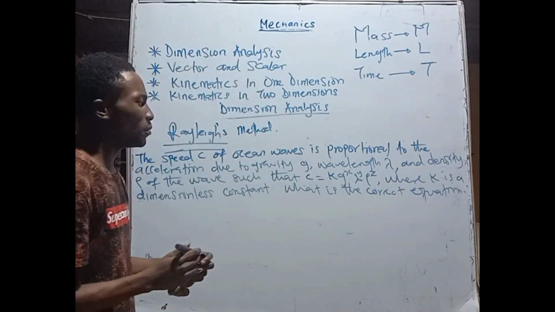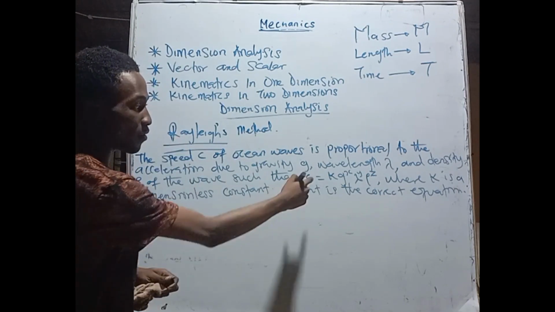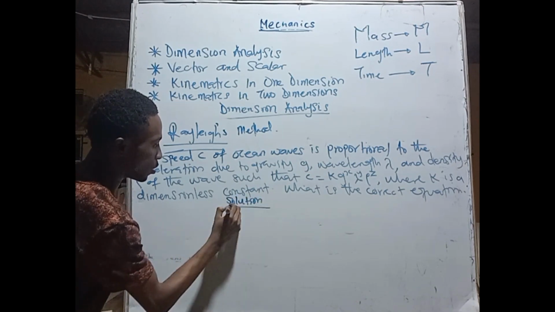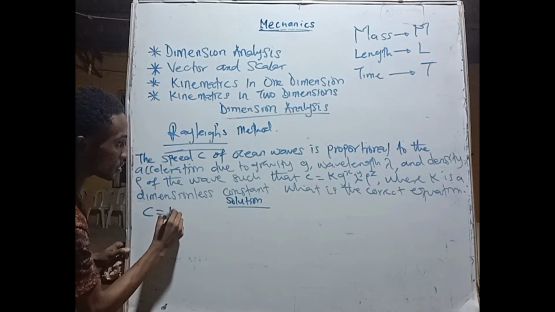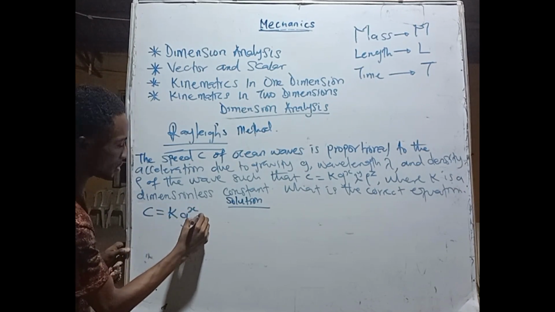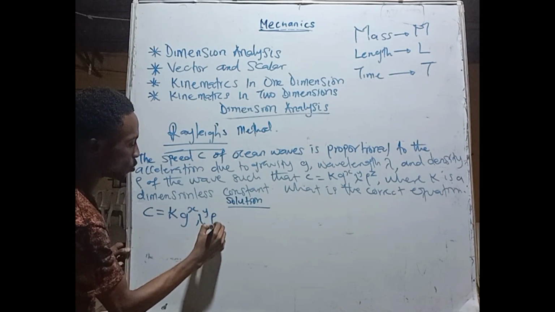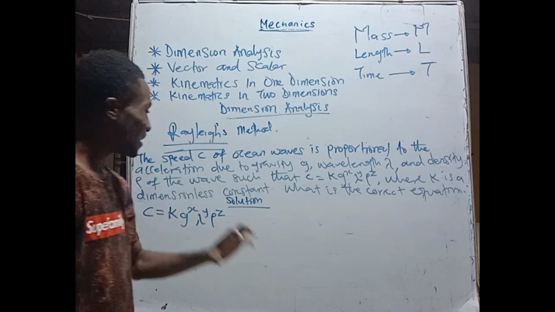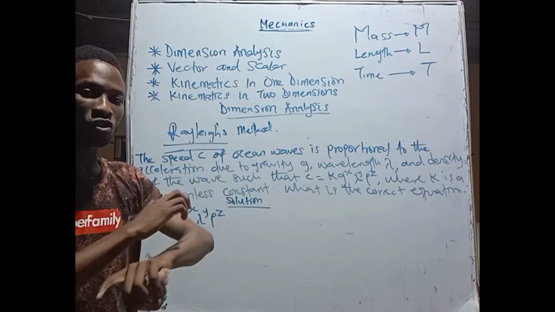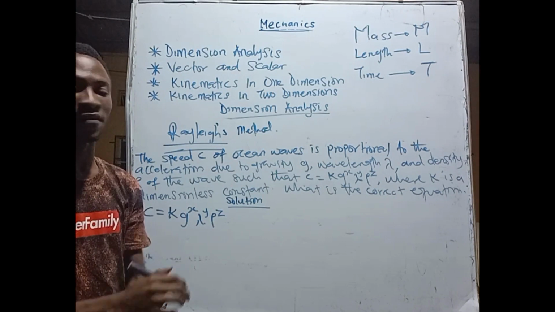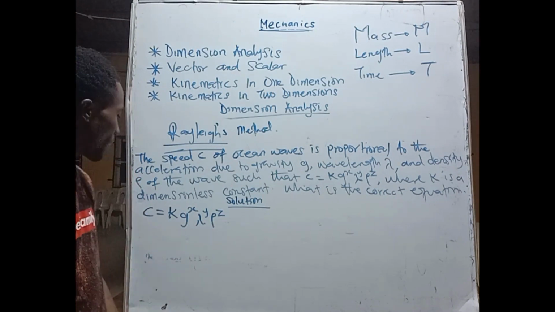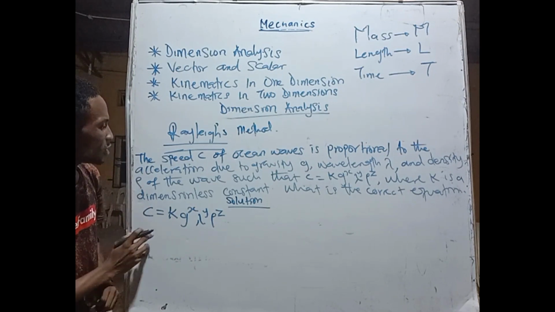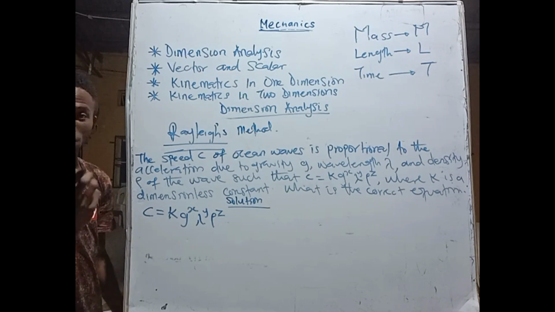Alright, good. From this question, we can see that we have our formula. Alright, solution. We have our formula c equals k g raised to power x lambda y rho z. Now we are told in the question that k is a dimensionless constant, meaning k does not have any dimension, does not have units. So we take it as a constant. And we were told in the question that c is speed.